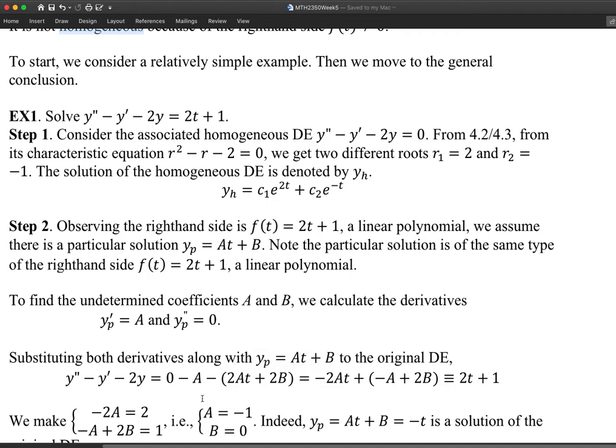And then the keyword is that it is a linear polynomial. So I arrange the polynomial in the standard way, in descending order, starting from the term t and then the constant.